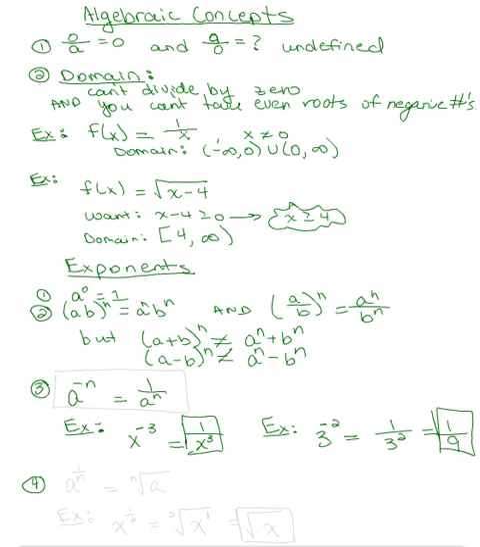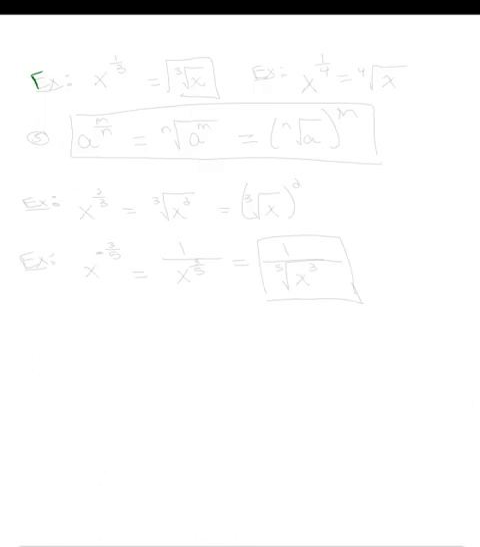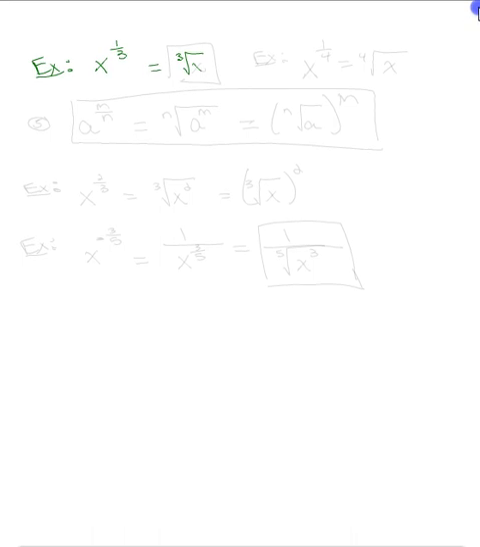Next exponent rule has to do with radicals. So we have a fraction as an exponent. So a fraction as an exponent is the same as a radical. X to the 1/2 power is the same as the square root of x. We never write the index of 2. X to the 1/2 is a way to write that. Similarly, if we had x to the 1/3, that's the same as the cube root of x, and x to the 1/4.